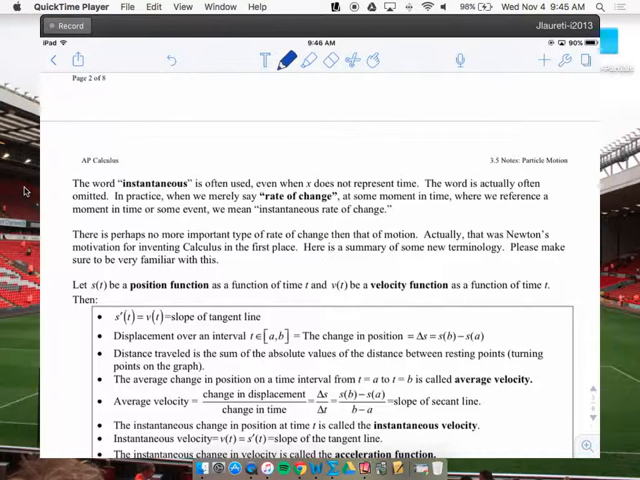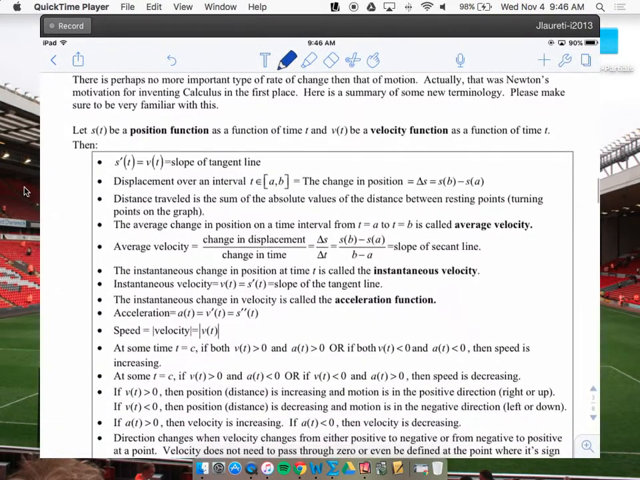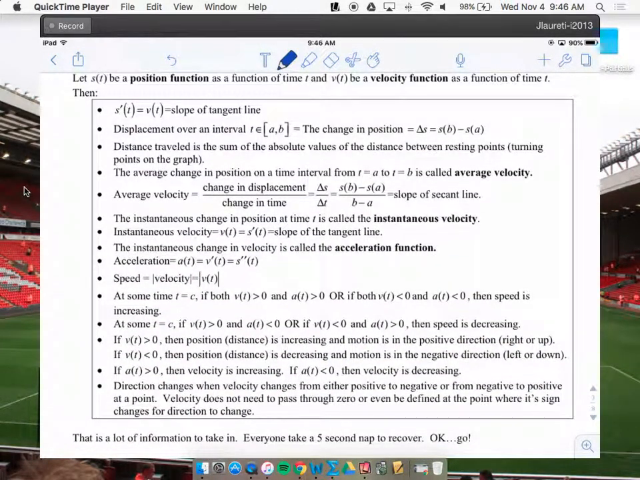All right, so again, we talked about instantaneous, right? That's the derivative. So whenever you see rate of change at some moment in time, we're usually talking about the derivative, the instantaneous rate of change. A lot of these next terms, you really need to be familiar with this entire box here.